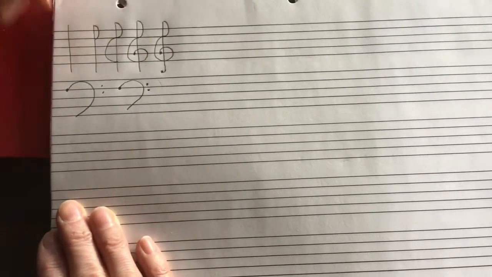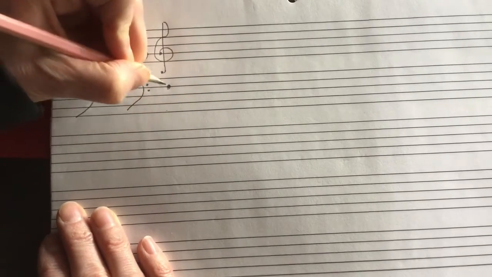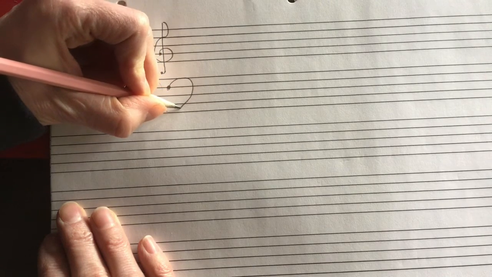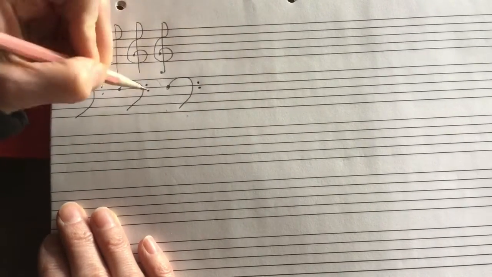I'll draw one more for you. 1, 2, 3, 4. Line 4, put a dot on it. From that dot, curve upward to the top line, line 5, down towards the first line, but stop before you get there, and then draw a dot above and below the fourth line or the F line.